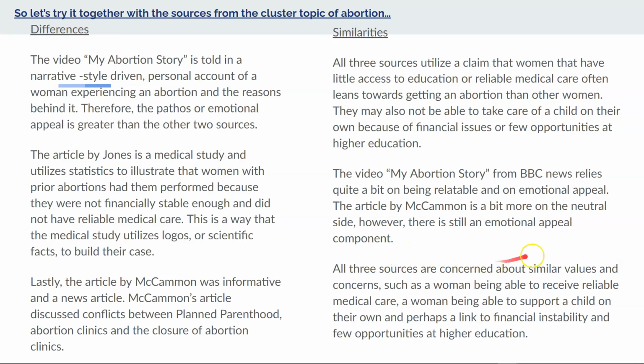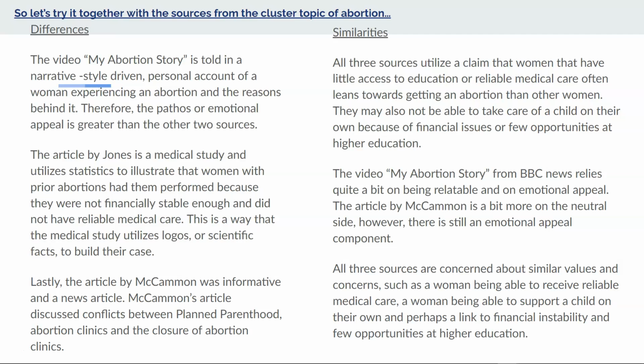Now, all three sources are concerned about similar values and concerns, such as a woman being able to receive reliable medical care, a woman being able to support a child on her own, and perhaps a link to financial instability and few opportunities at higher education.